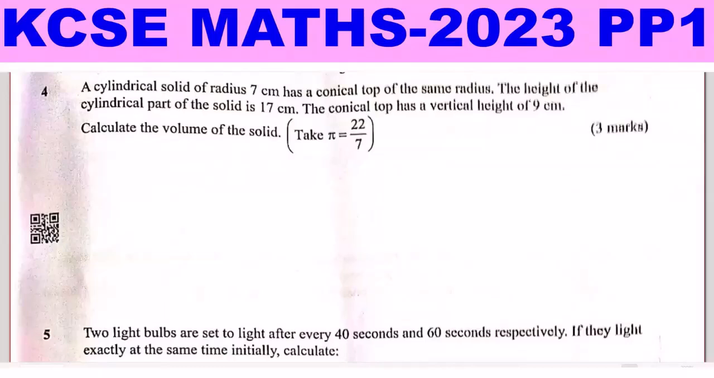Question 4. A cylindrical solid of radius 7 centimeters has a conical top of the same radius. The height of the cylindrical part of the solid is 17 centimeters. The conical top has a vertical height of 9 centimeters. Calculate the volume of the solid. Take pi to be 22/7.